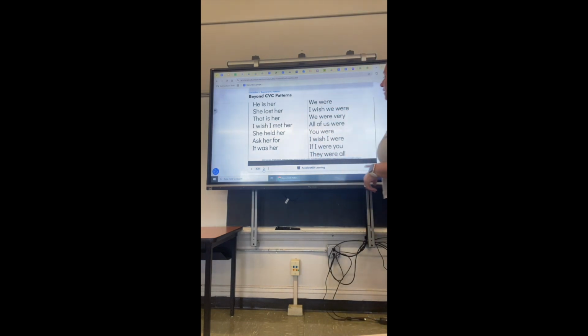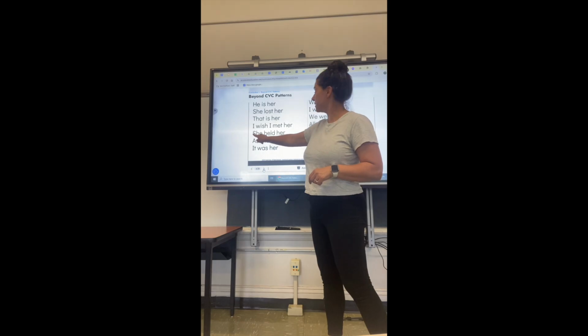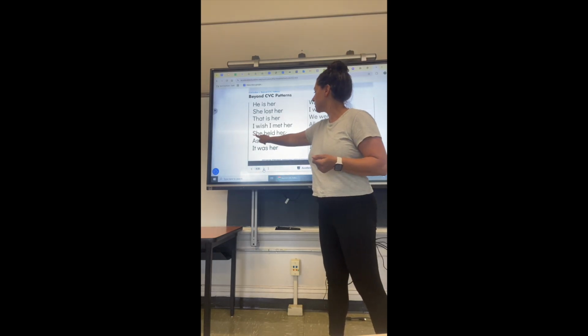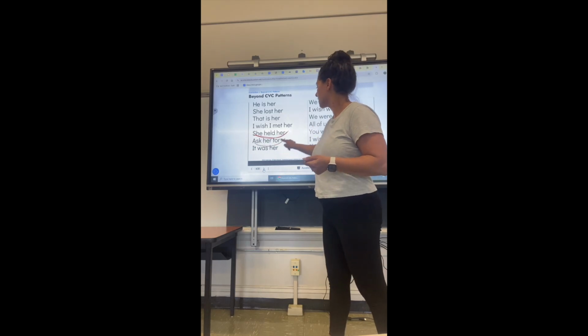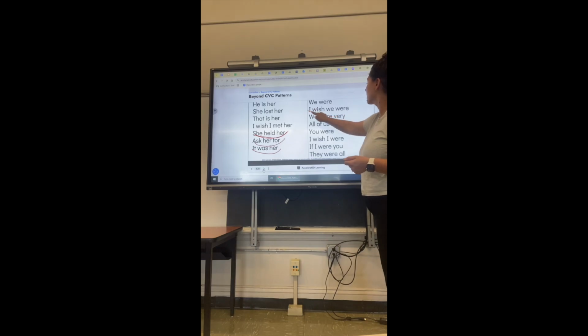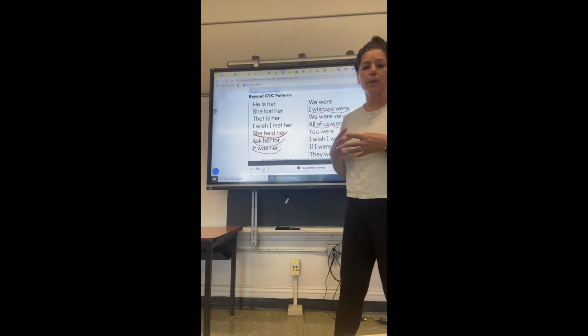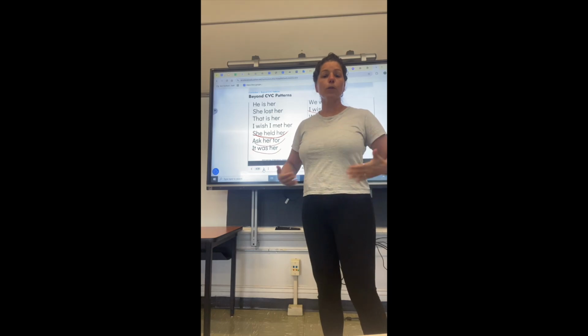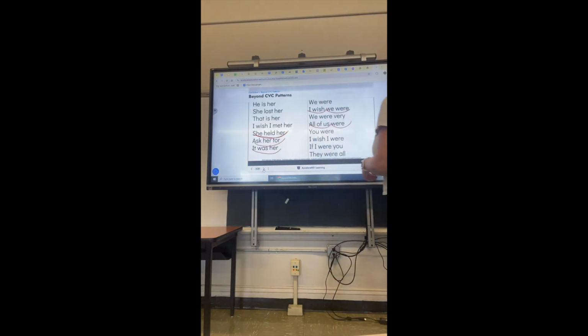So for fluency phrases, you can practice swooping up the phrases so that your students read all those words in a breath. So go ahead. She held her. Ask her for. It was her. Good job. I wish we were. Good job. All of us were. Right? And you start to group them into meaningful phrases, meaningful groups, so your students become more fluent with their reading.